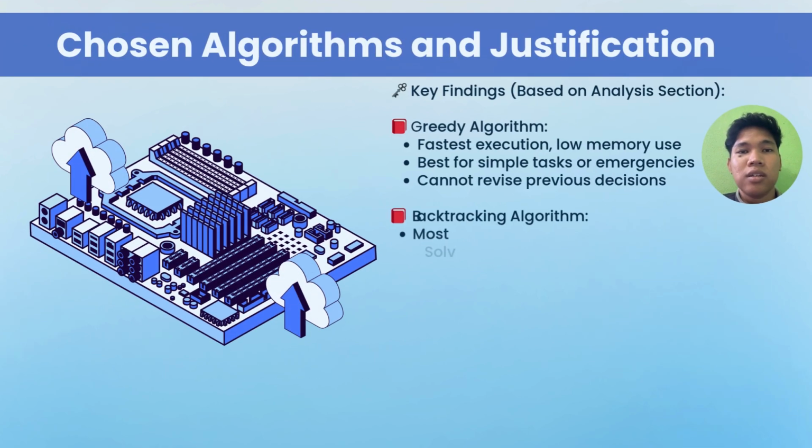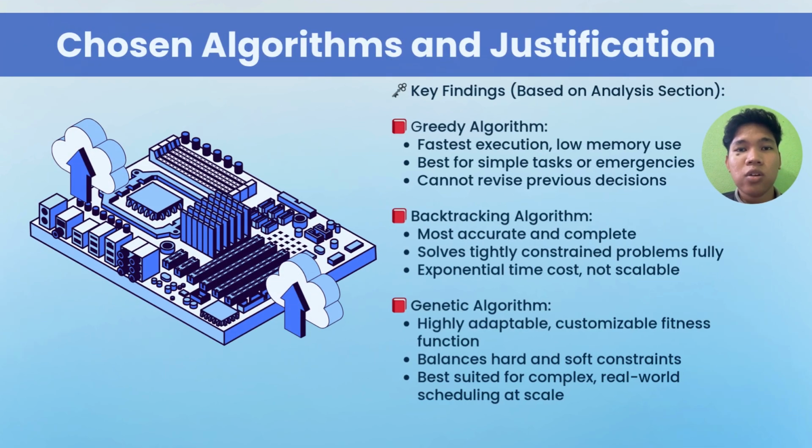So now, I will explain about the chosen algorithms and summary of key findings. To approach this scheduling problem, our group selected three algorithms for detailed analysis, which are the greedy algorithm, backtracking algorithm, and genetic algorithm. Each of these algorithms represents a different strategy for solving problems. Let me briefly explain what we found when analyzing them.